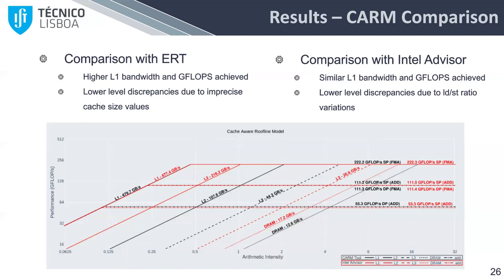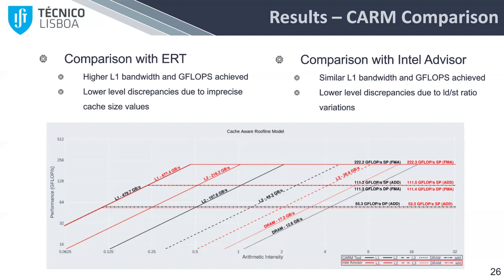So we also compared the CARM tool with IntelliAdvisor, and as you can see here, we managed to obtain some very similar values for the floating point and L1 roofs with 222 gigaflops for the single precision FMA instructions, and then 479 gigabytes per second for the L1. However, IntelliAdvisor managed to obtain some considerably higher values for the L2 with 216 gigabytes and DRAM with 17.2 gigabytes per second, respectively.